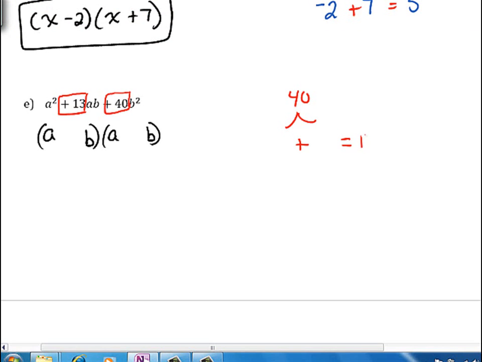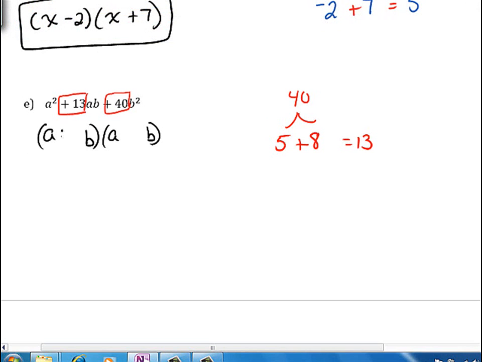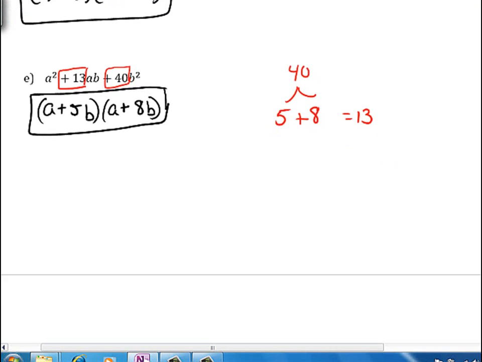So that's 13. Two numbers that will multiply to give me 40 and add to give me 13 are 5 and 8. And there are a lot of different factors of 40, and so you just need to go through them until you get the correct pair. So this is going to factor as a plus 5b, so we get the 5 from here, and then a plus 8b, and here's where we get the 8 from. So our final answer is a plus 5b times a plus 8b.